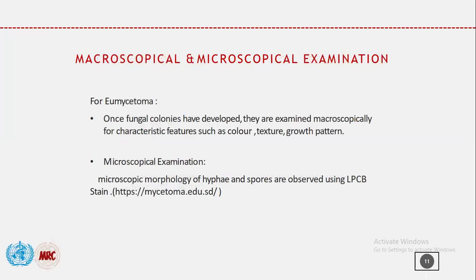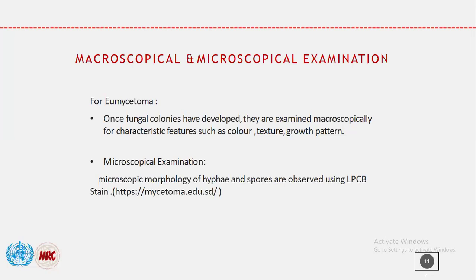And for eumycetoma, we examine it microscopically first, before the culture, using KOH or potassium hydroxide. Then we can make sure we have a fungal structure. And then after growth, we check the color of the colony, texture, and growth pattern.